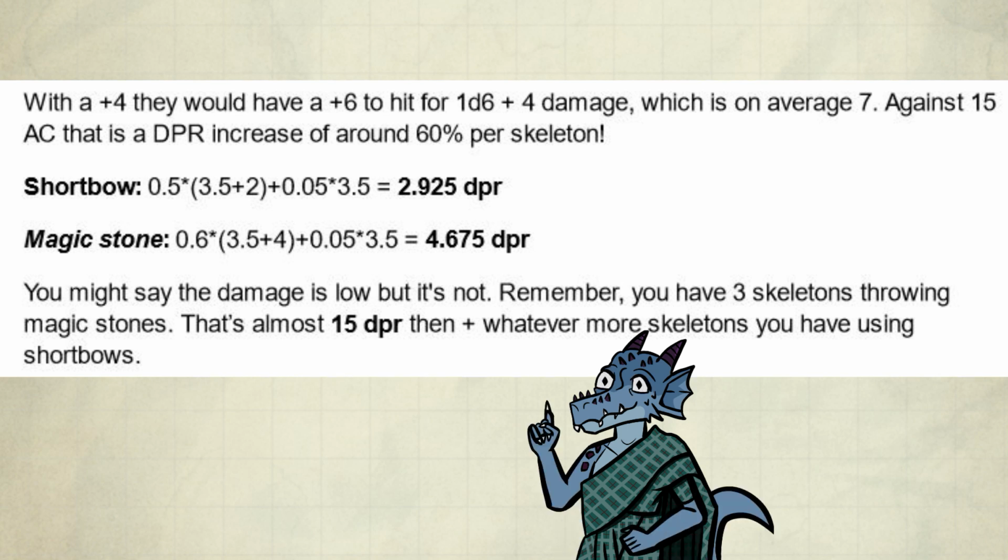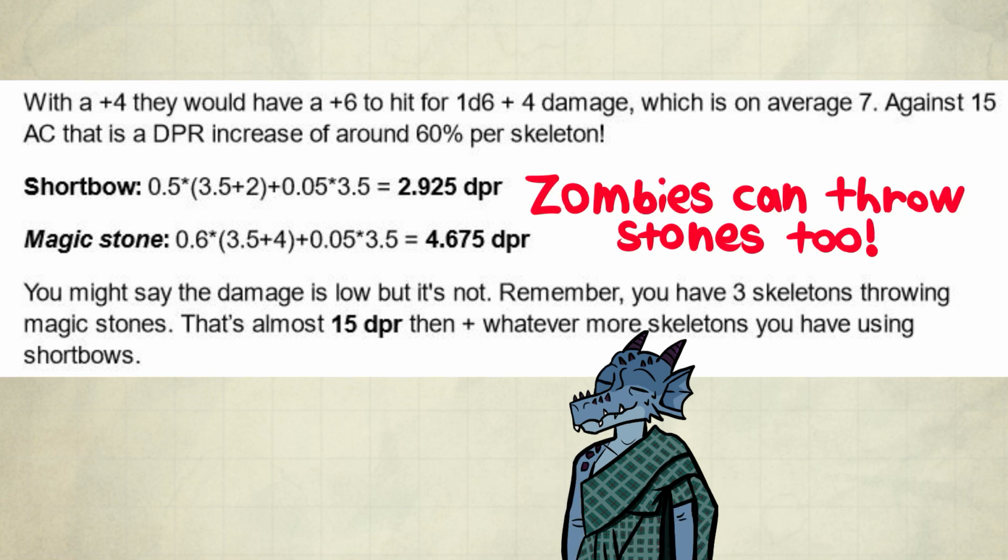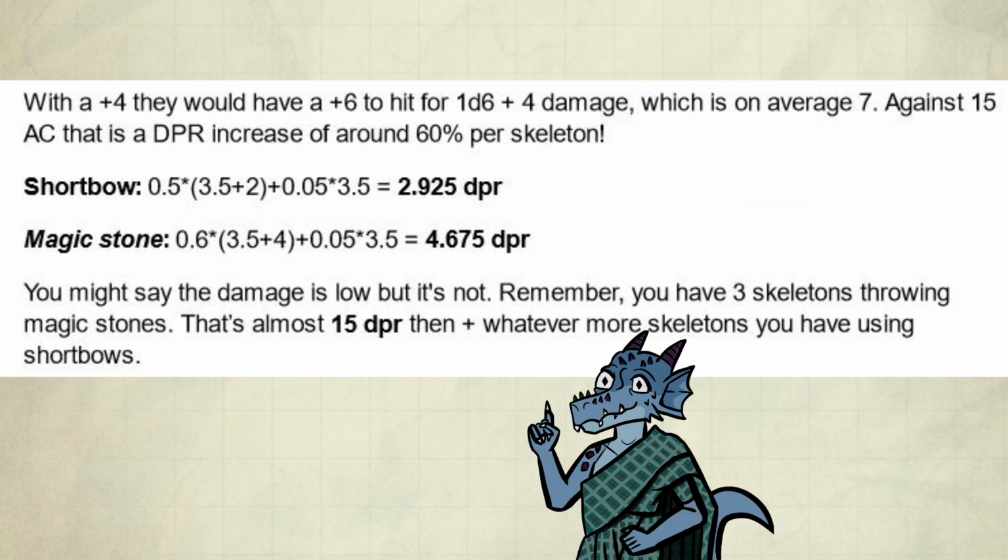Remember, you have 3 skeletons throwing magic stones. That's almost 15 DPR, then plus whatever more skeletons you have using short bows. For a zombie, it gives them a ranged attack they are proficient in which they otherwise wouldn't have access to at all. And better yet, this is all magical damage, so if you do go up against creatures with resistance against non-magical damage, this has you covered. This is a very valid strategy for example, a wizard with a level in Artificer or a Spores Druid. Do keep in mind the range, and you can only get 3 pebbles imbued with your magic at once. So if you're controlling 4 minions, for example, then they won't all be getting one.